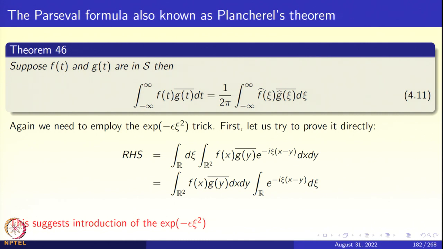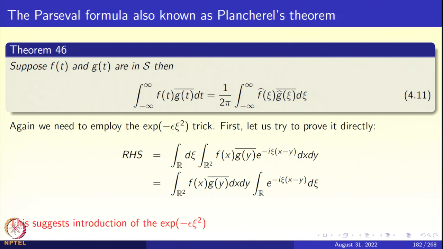So these two integrals over the real line combine to give me an integral over the plane, namely the integral over R squared of f(x) g(y) bar e to the power minus i chi (x minus y) dx dy. Now I want to switch the order of integration. So the integral over R2 will be done later and the integration with respect to the chi variable will be done first, and I get the integral over the real line of e to the power minus i chi (x minus y) d chi.